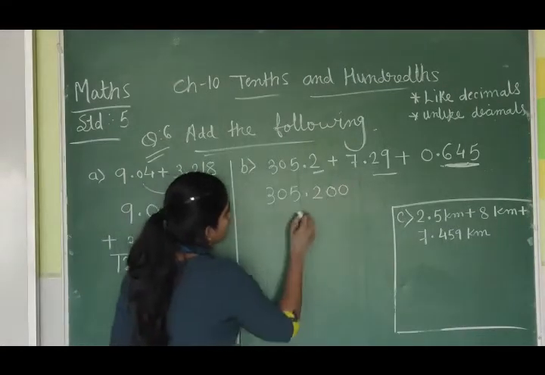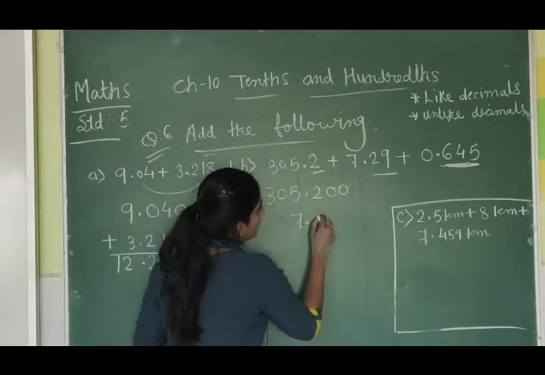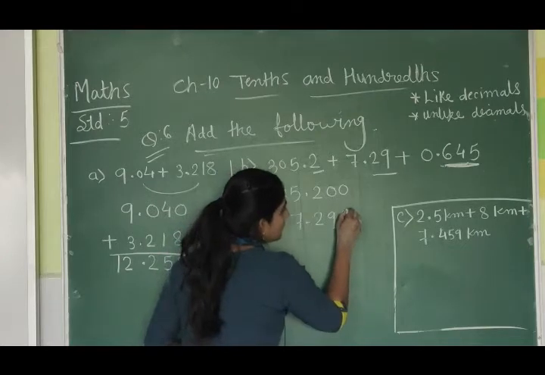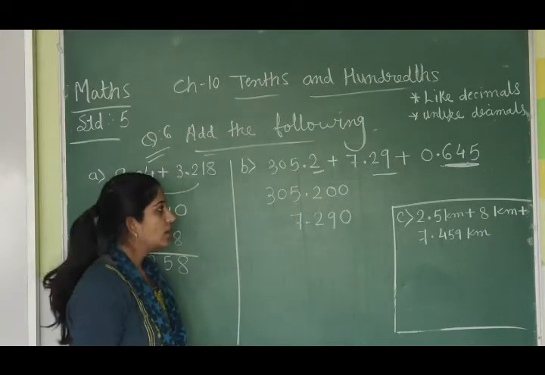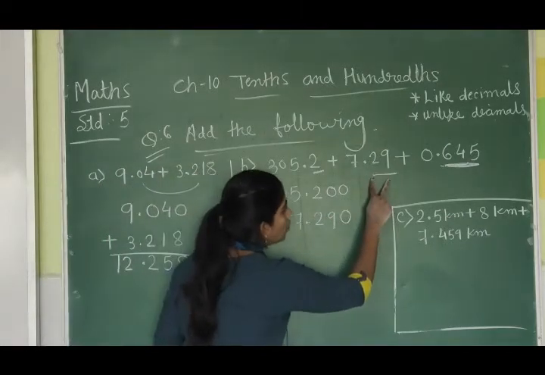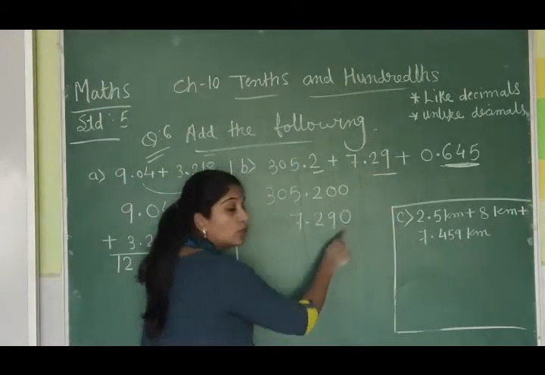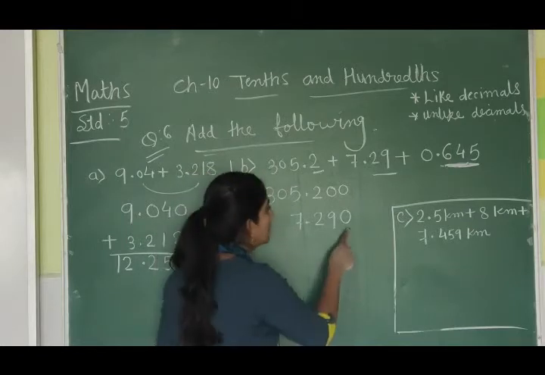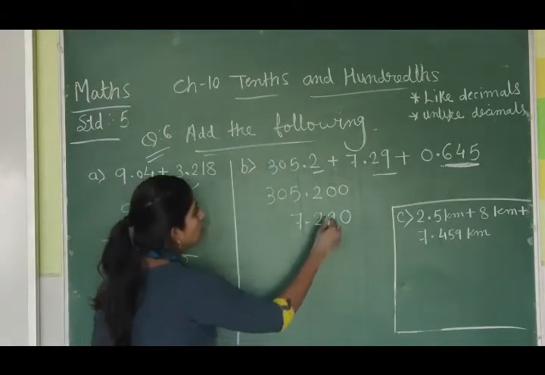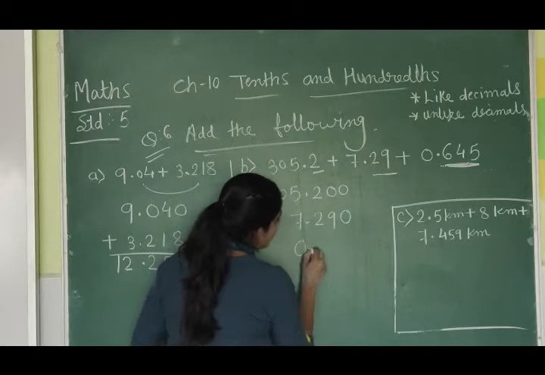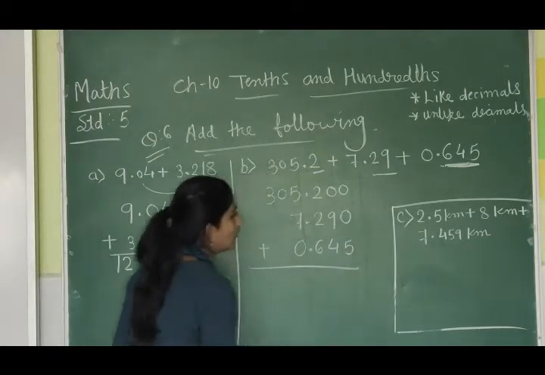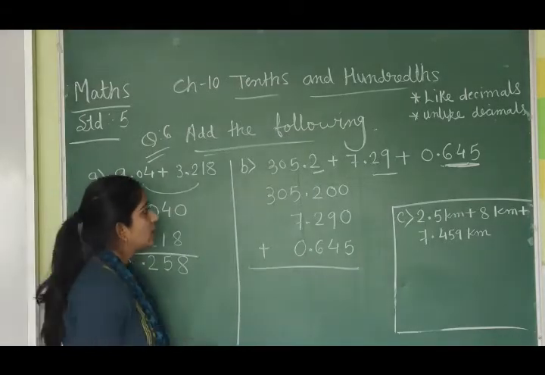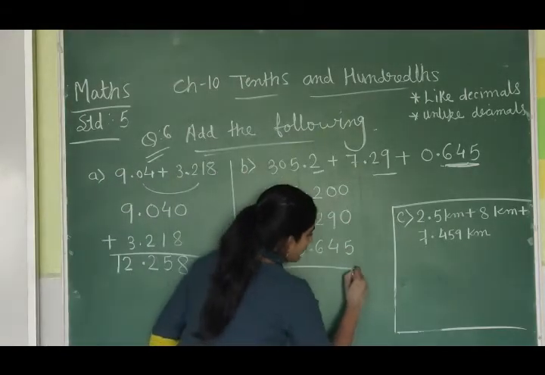Now the second one is 7.290. Okay, so here you can see this is a 2-digit example, and here I am going to put 1 more 0 to make them like decimals. Now the third one is 0.645. Now you have to add them.